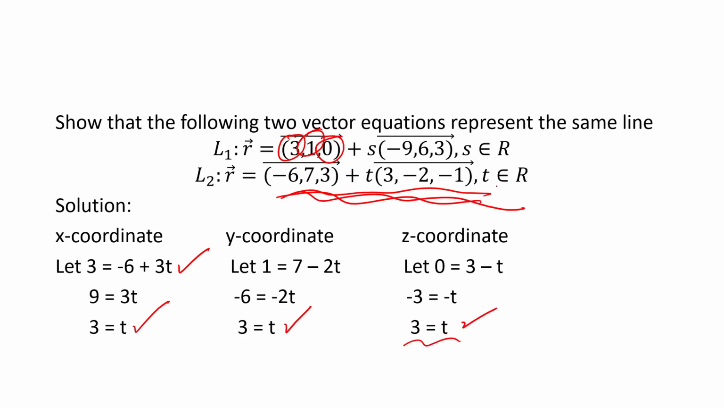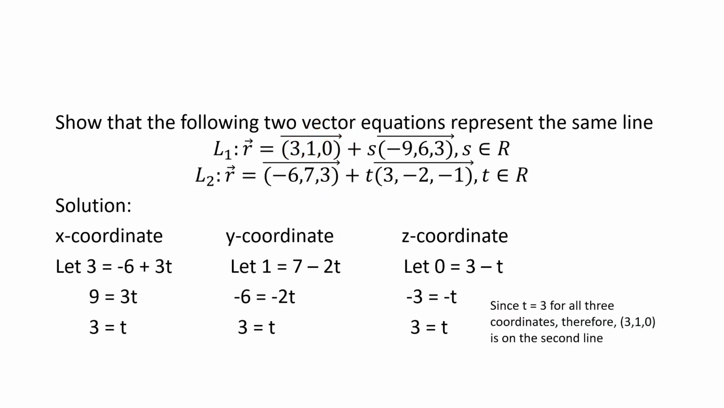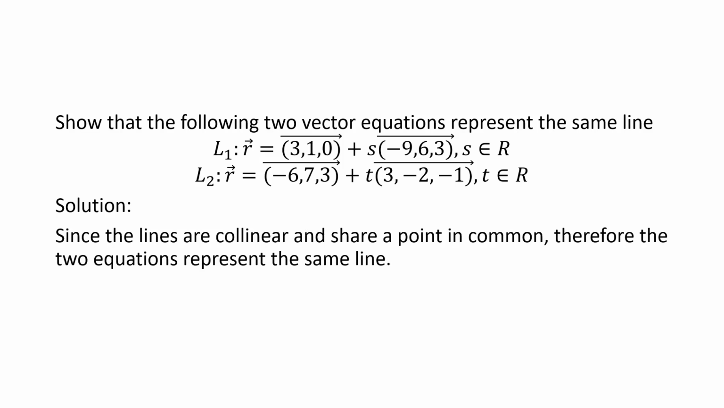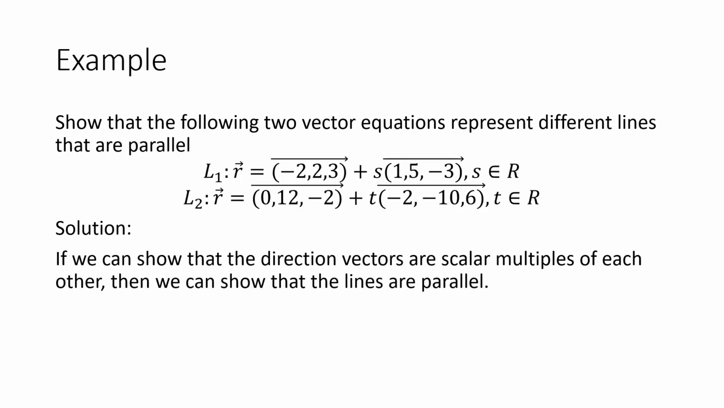So what that means is if I let t equal 3 in the second line, then a point on that second line is 3, 1, 0, meaning 3, 1, 0 is a valid direction vector for the second one. And since we've now shown both parts of the process, then we have shown that it is indeed the same line written just with two different equations. Okay, so here it is. Since the lines are collinear and share a point in common, therefore the two equations represent the same line.